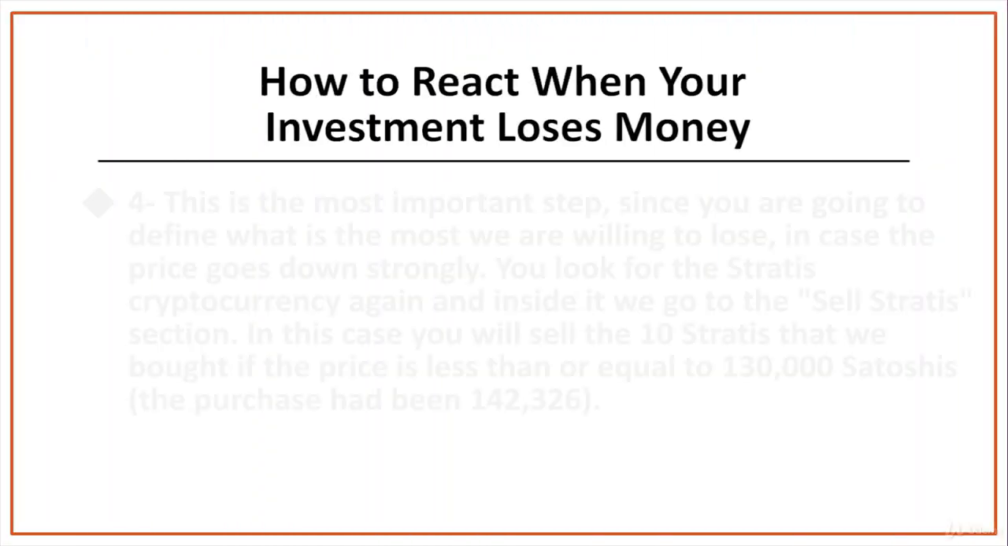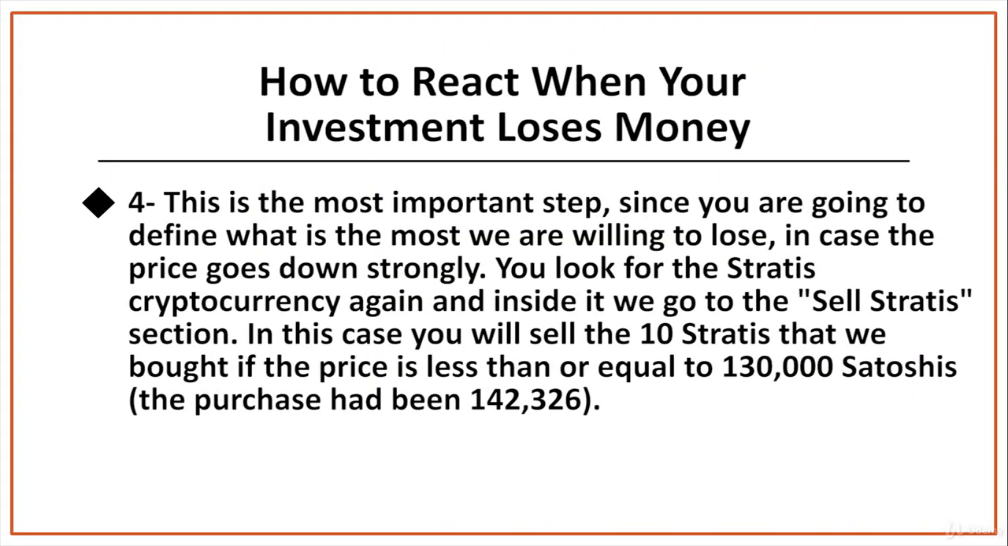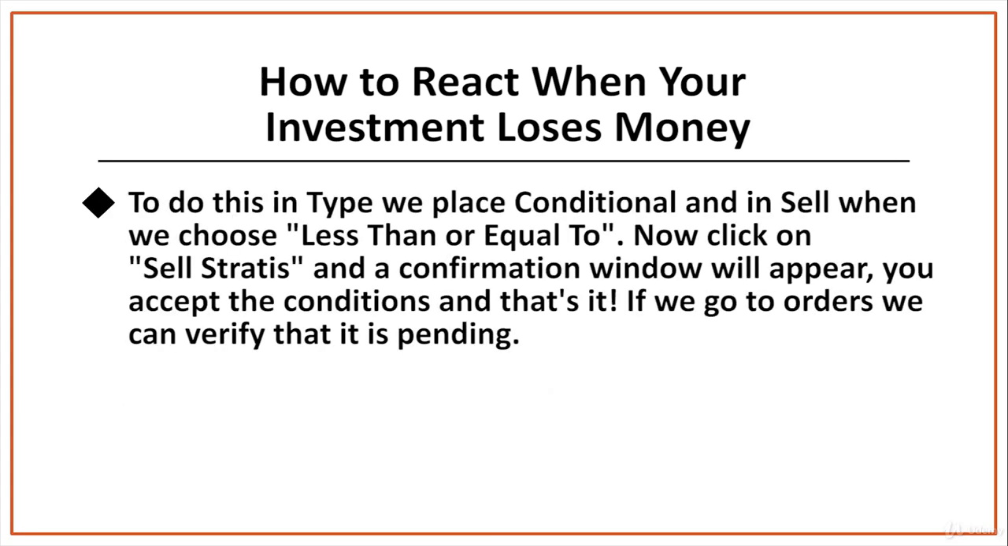Step 4. This is the most important step, since you're going to define what is the most we're willing to lose, in case the price goes down strongly. You look for the Stratis cryptocurrency again, and inside it we'll go to the sell Stratis section. In this case, we will sell the 10 Stratis that we bought if the price is less than or equal to 130,000 satoshis, given that the purchase had been 142,326.